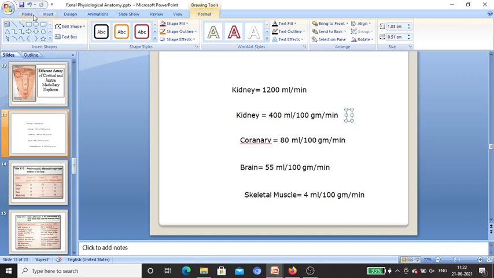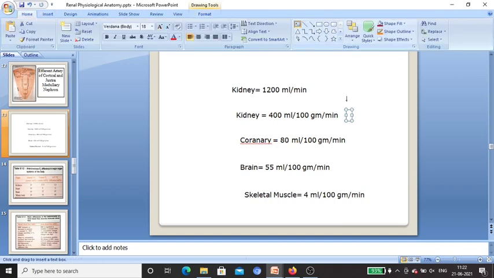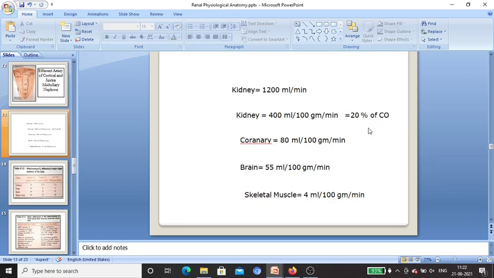It is around 20% of total cardiac output. See, this is around 20% of total cardiac output. Clear?